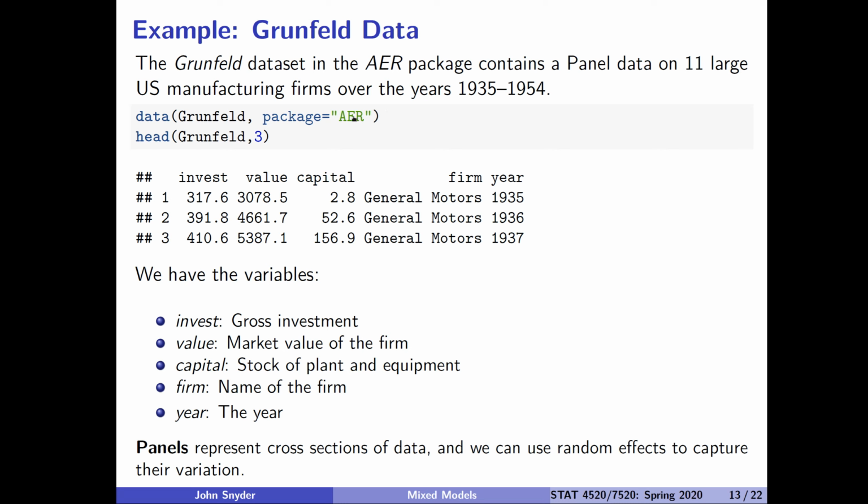We can find it in the AER package, which is Grunfeld for the data set, and it has 5 variables. What does the company have in gross investments? What's their overall market value? How much capital do they have? What's the name of the firm? And what year are we considering for that observation?